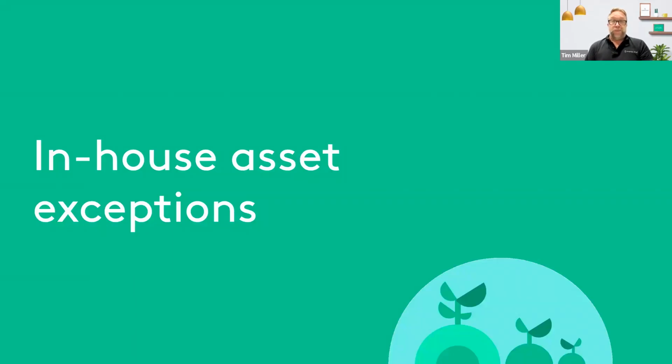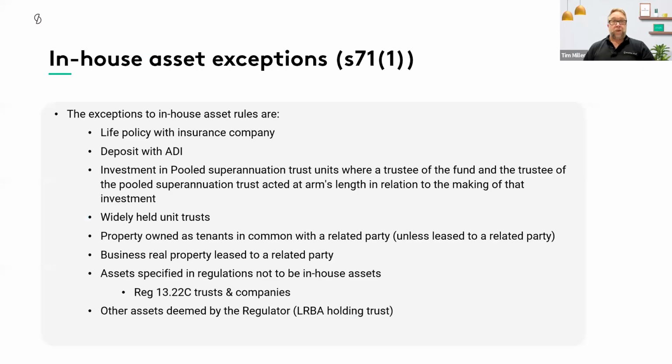What we then do is we then move from what is an in-house asset. So we have this concept, right, a loan to a related party, an investment in a related party, right, or an asset subject to a lease to a related party. So we keep that quite simple. We then have to work through what, if anything, is excluded from that.